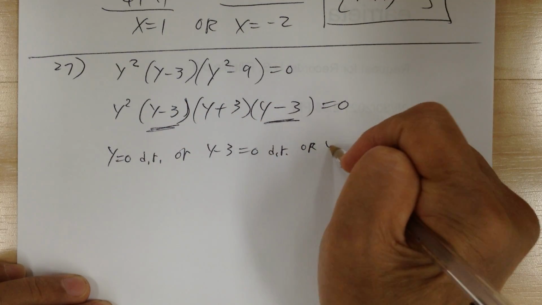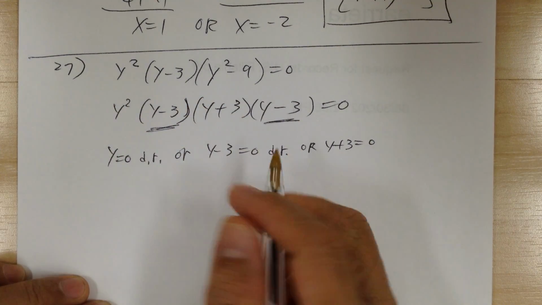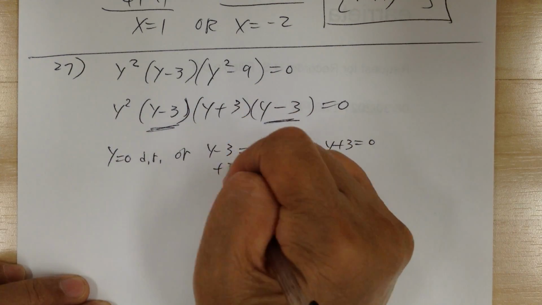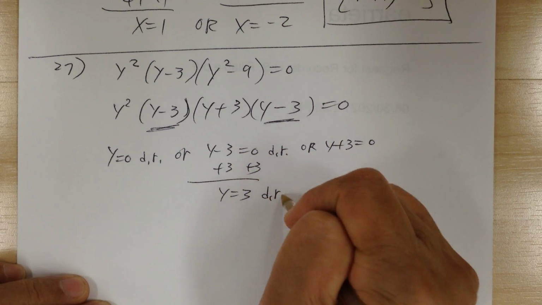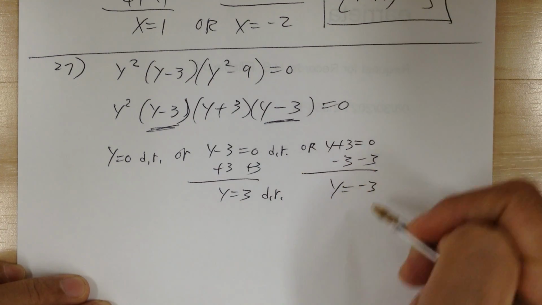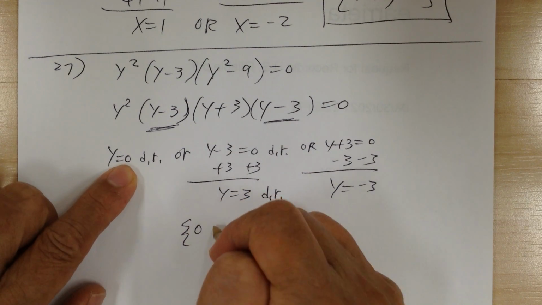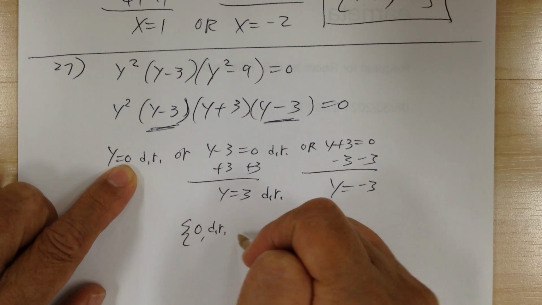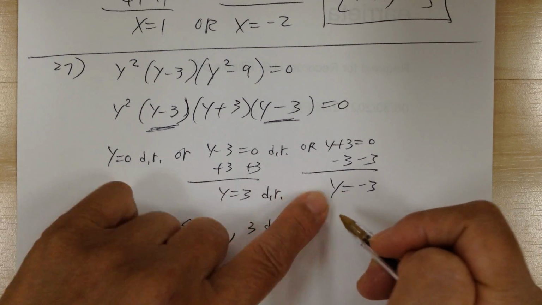Or you got y plus 3 equal to 0. So set each part equal to 0, and this is already done. This one you plus 3 on each side. So you got y equal to 3, and remember this is a double root. And you minus 3 on each side, so you got y equal to negative 3. Once you're done, then your answer would be, you got 0 is a double root, and then you got 3, which is also a double root, and you got negative 3.